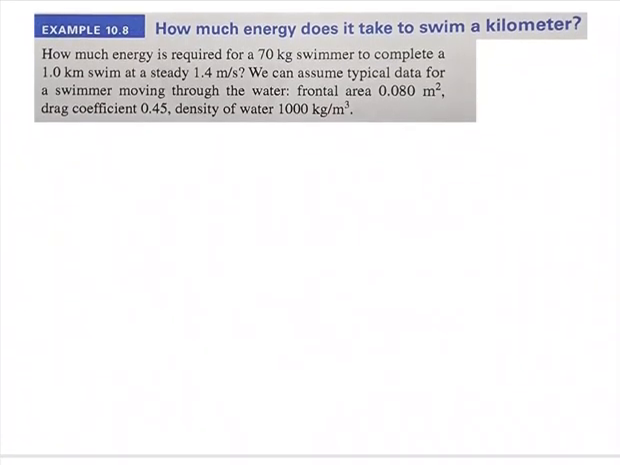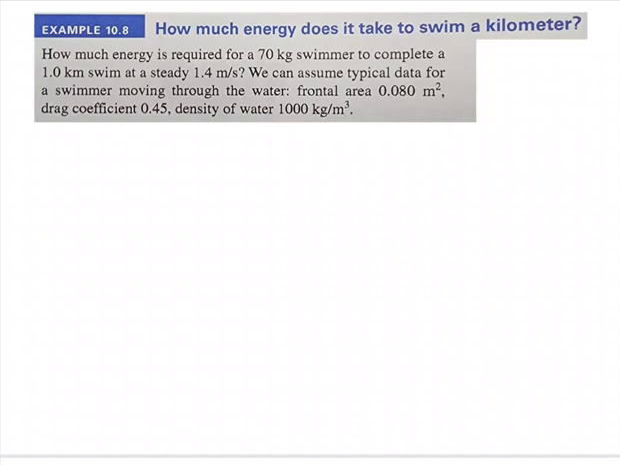So how much energy does it take to swim a kilometer? We have a 70 kilogram swimmer competing in a 1 kilometer swim at a steady 1.4 meters per second. That's pretty good. We can assume typical data for a swimmer moving through the water. The frontal area is 0.08 meters squared, the drag coefficient is 0.45, and the density of the water is 1,000 kilograms per meter cubed.